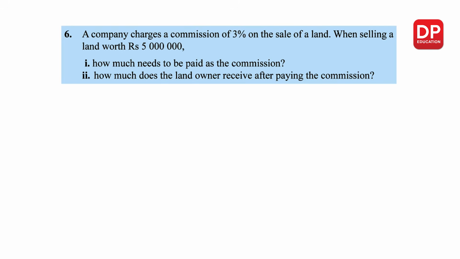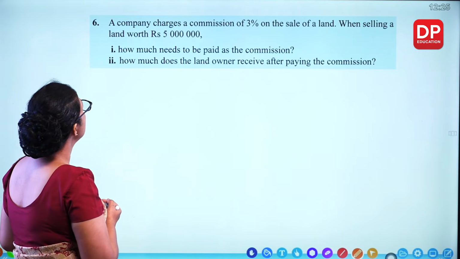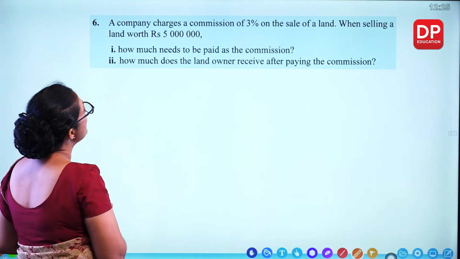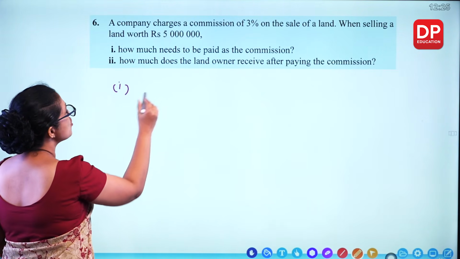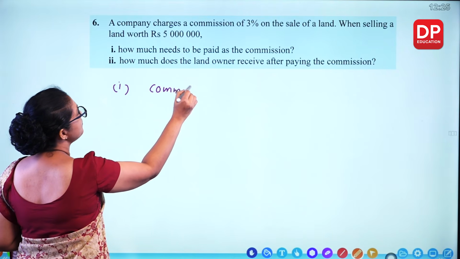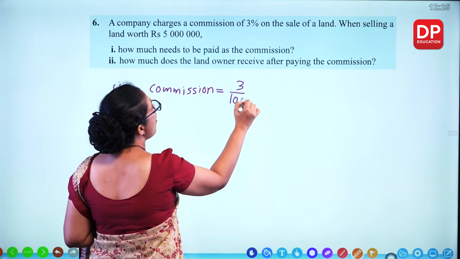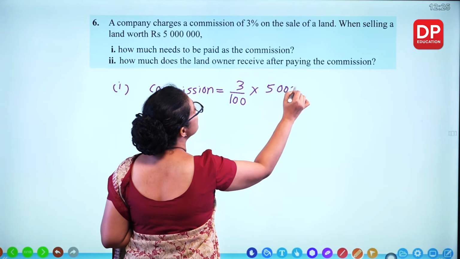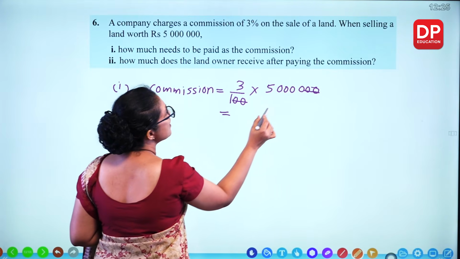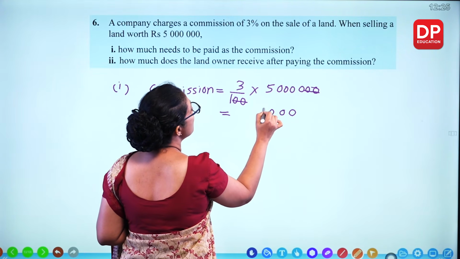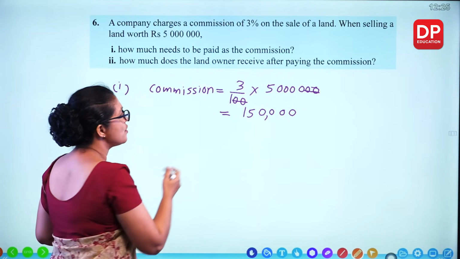Question number 6. A company charges a commission of 3% on the sale of land, when selling a land worth 5 million. How much needs to be paid as the commission? So what's the commission value? It is 3% of 5 million. 2 zeros, so you get 1, 2, 3, 4 and 15. So how do you read that? 150,000 rupees.